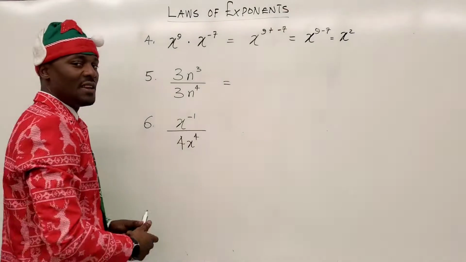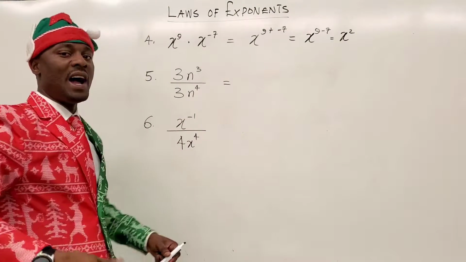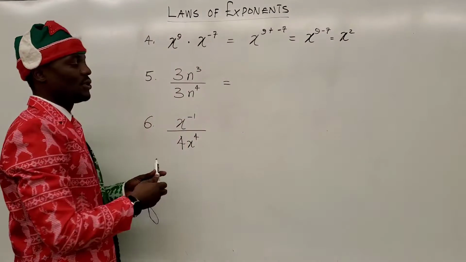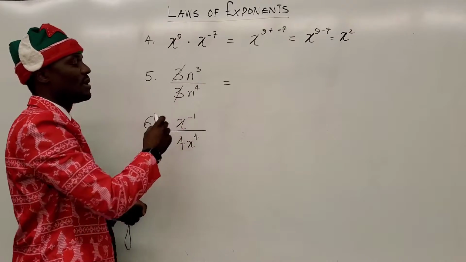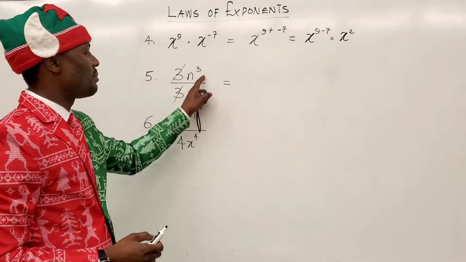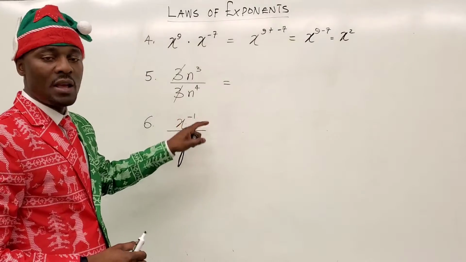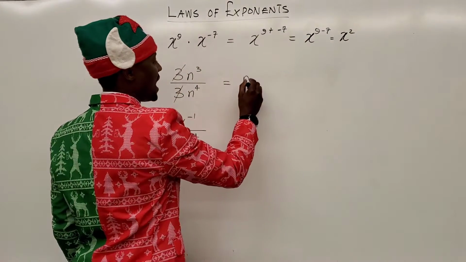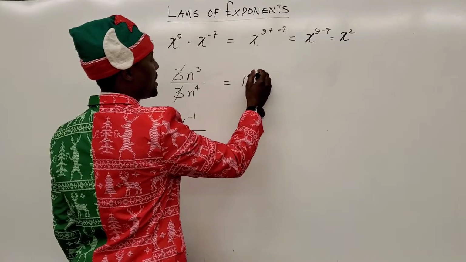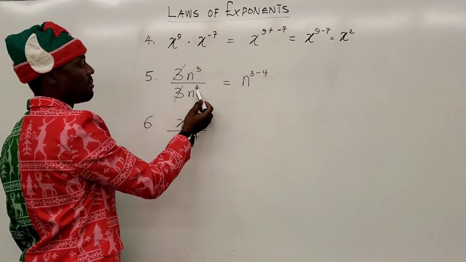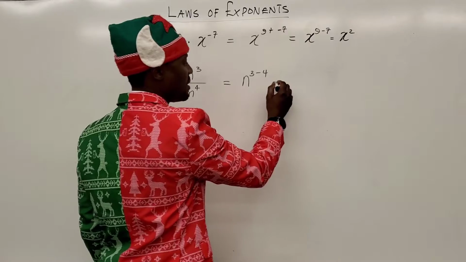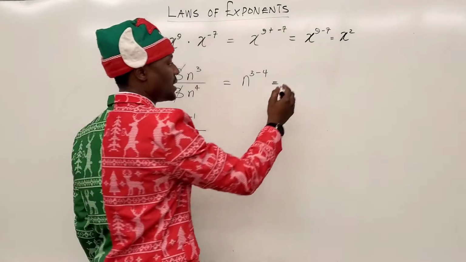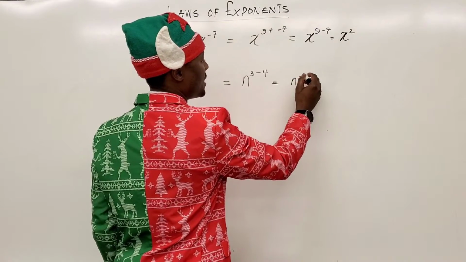Remember what I said. If it's easy for you to just divide, what I would do is I just straight away divide these two because I don't want to deal with it. And then I apply the quotient rule to this one. Because you're dividing and it's the same base, I will be subtracting. It's going to be n to the power of 3 minus 4. What is 3 minus 4? It's negative 1. So my answer is n to negative 1.